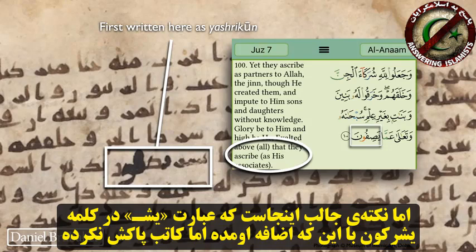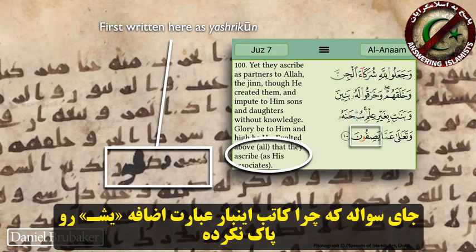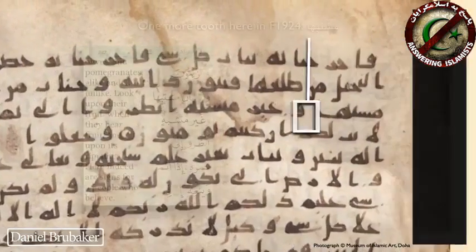What is interesting here is that the preceding letters, the 4 teeth followed by the ra, the first letters of yashrikun, have not been erased. So as it stands, there are extra letters in this manuscript that don't seem to belong there. And we do see erasures elsewhere on this page, so I'm not sure why the corrector did not go to the effort of erasing those other letters. Let's move on to the next one.